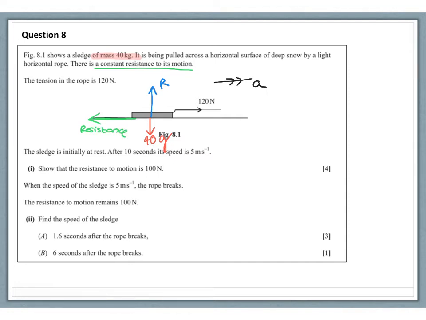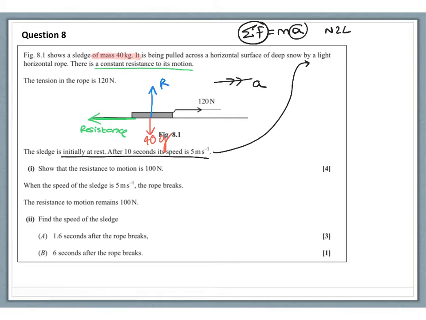Now the sledge is initially at rest. After 10 seconds, its speed is 5 meters per second. What can we calculate with that information? We can calculate the acceleration using the equations of constant acceleration, the Suvat equations. Why can I use a Suvat equation? Well, forces acting are constant, which means the resultant force will be constant, which means by Newton's second law of motion, F equals ma. If sigma F, the resultant force, is constant because the mass is constant, acceleration will also be constant as well.